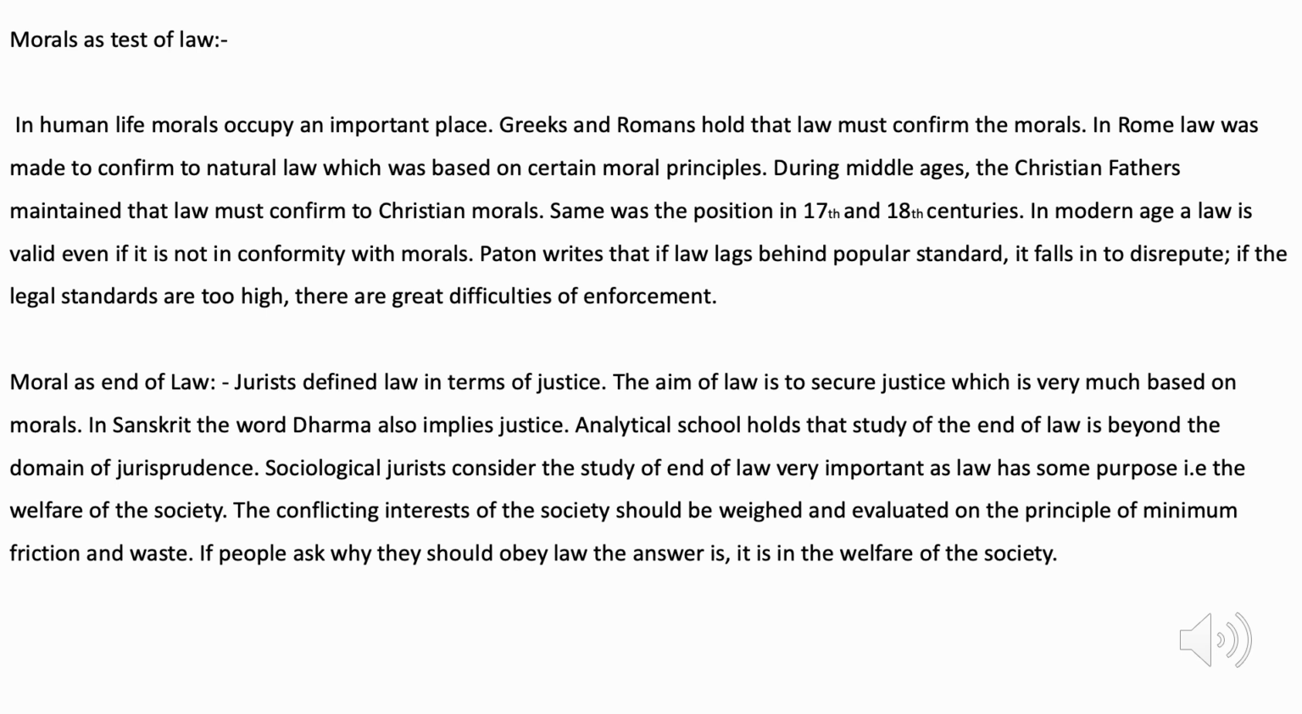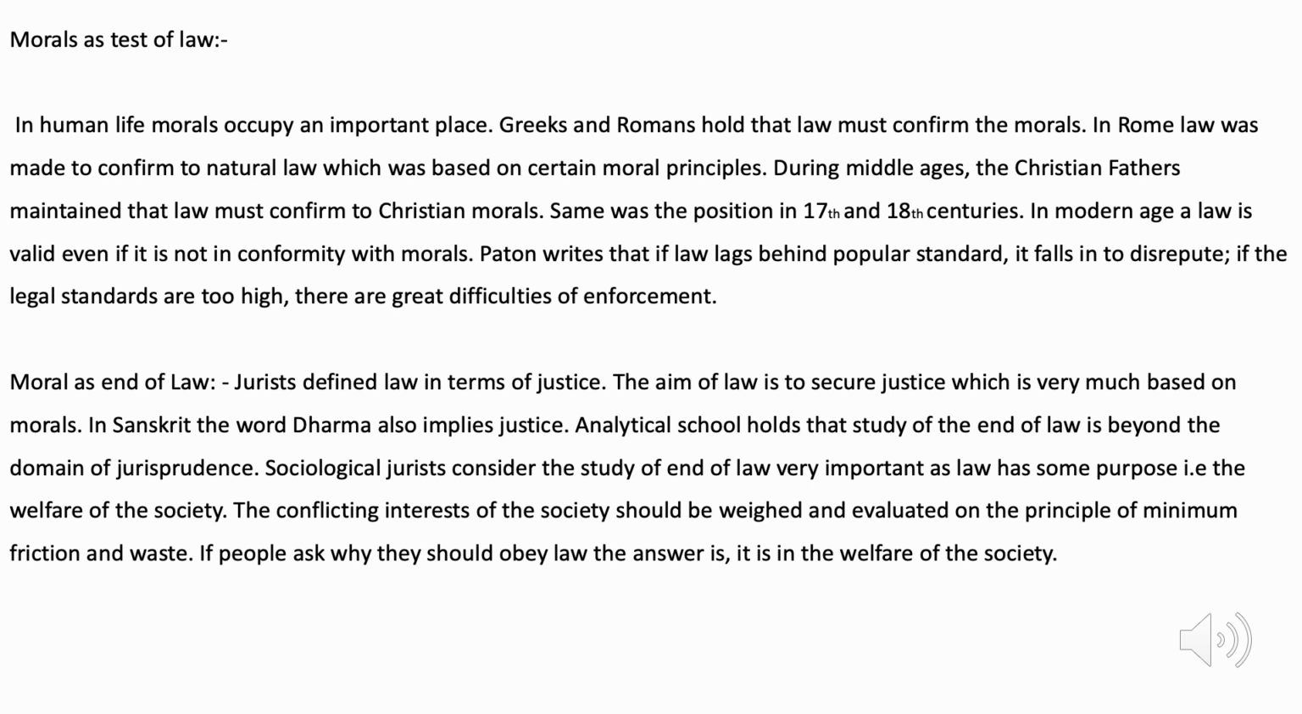Now the third perspective is morals as the end of law. Jurists define law in terms of justice. The aim of law is to secure justice, which is very much based on morals. The Sanskrit word dharma also implies justice. Analytical school holds that study of the end of law is beyond the domain of jurisprudence.